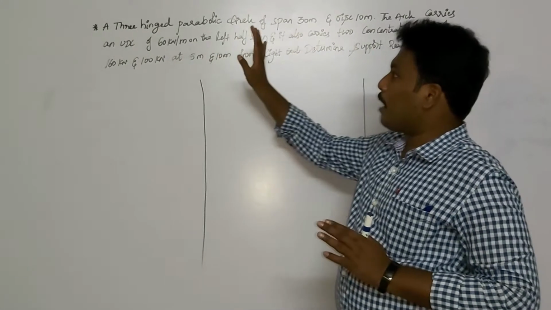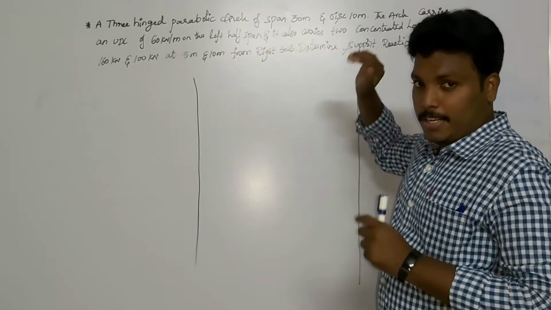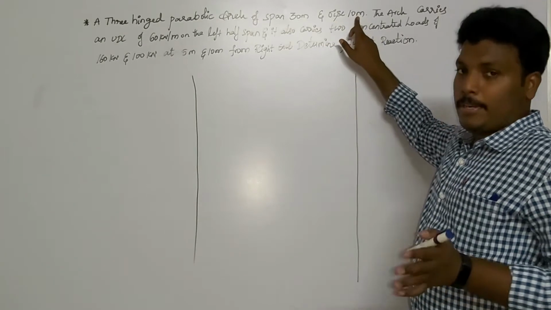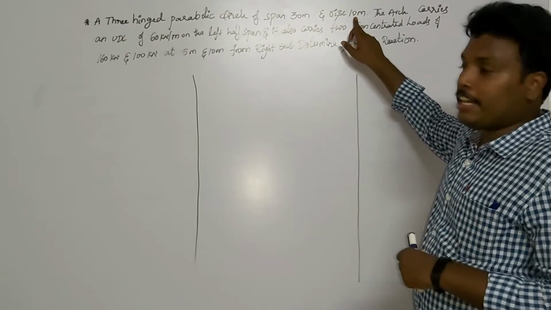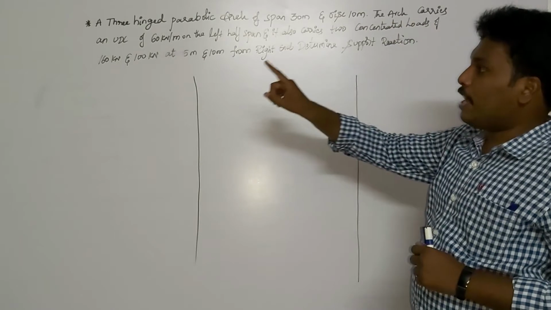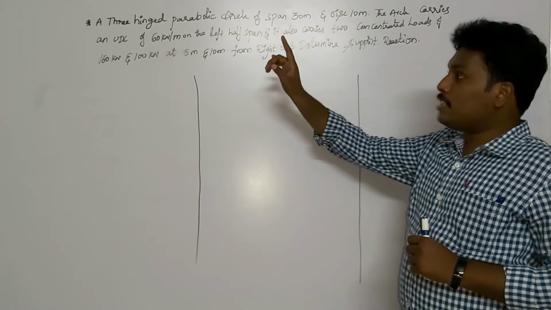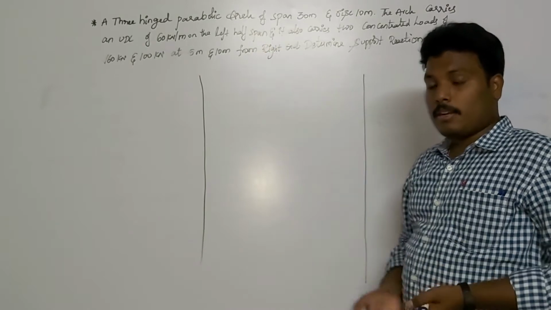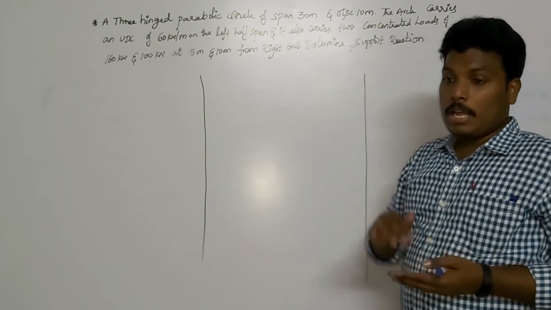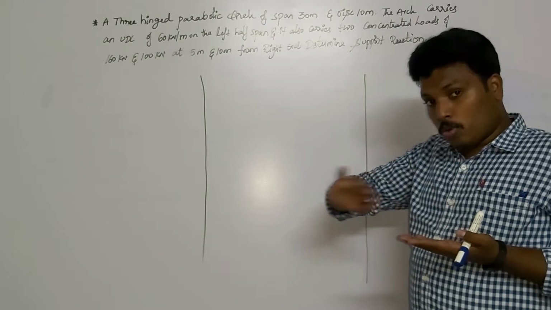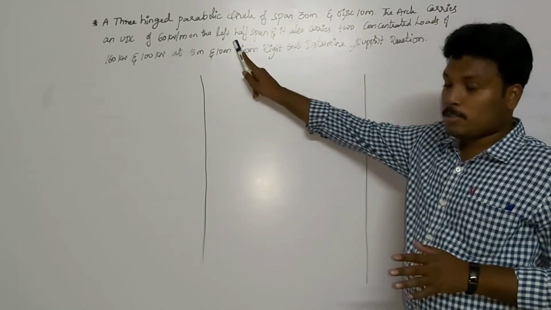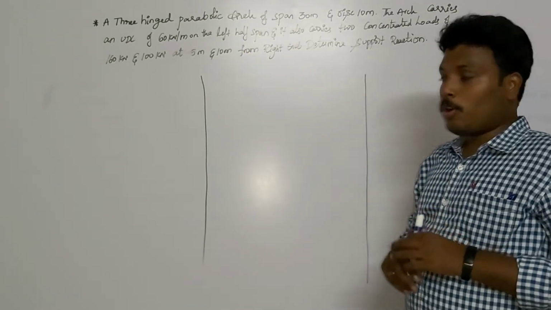A 3-hinged parabolic arch of span 30 meters ante small L value ni indicate chestundi, and the rise of 10 meters ante small h value ni indicate chestunnattu. The arch carries a uniformly distributed load of 60 kN per meter on the left half of the span. Nenna manam chusina problem lo, last class lo throughout the span it has uniformly distributed load, kani ippudu left half of the span lo maatrame manaku uniformly distributed load apply avutundi.